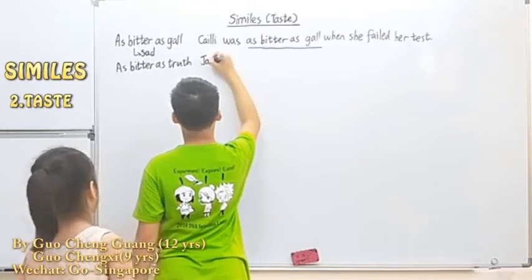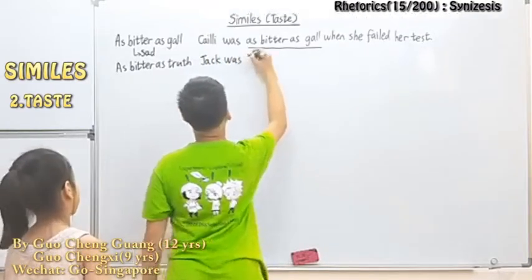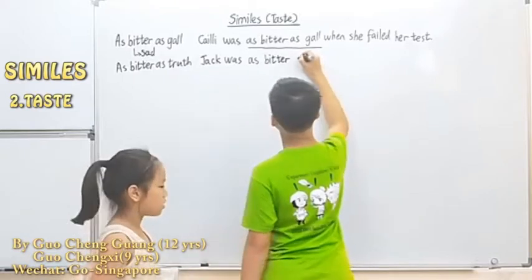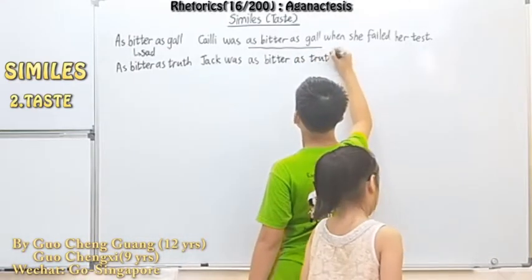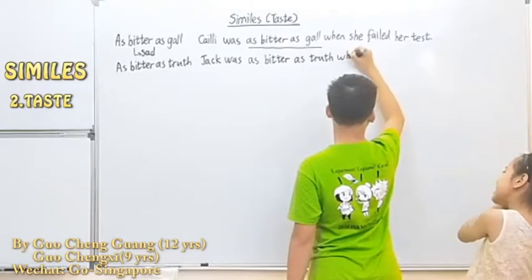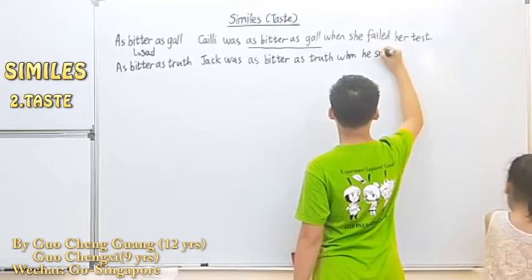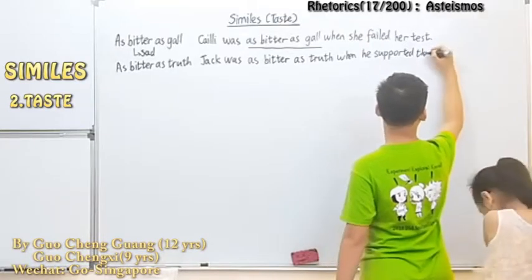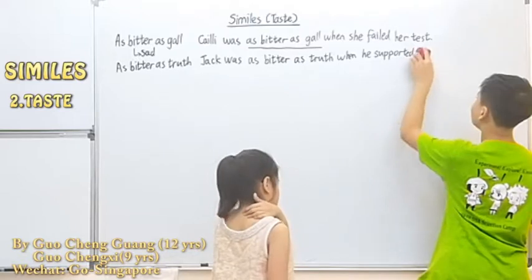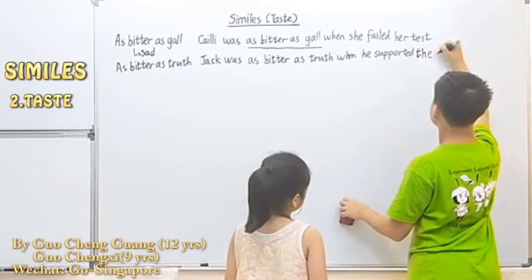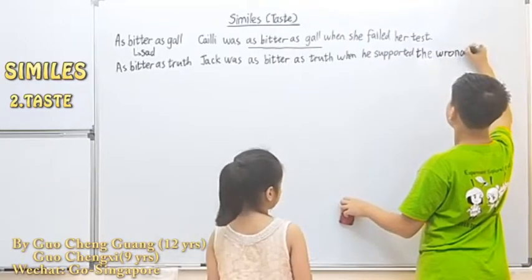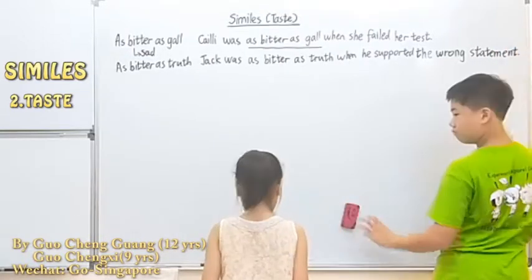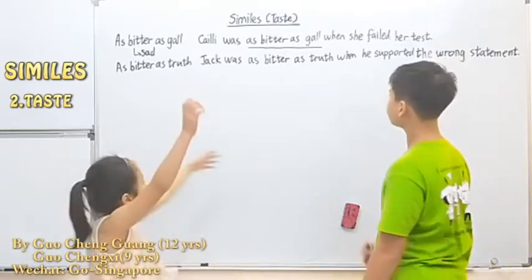Jonathan was as bitter as truth. Okay, Jack was as bitter as truth when he supported the wrong statement. Okay, statement. Like this.